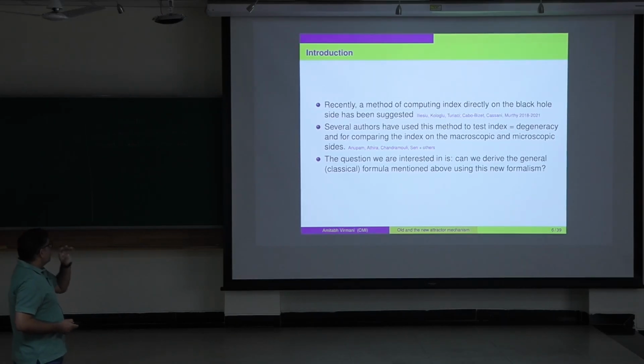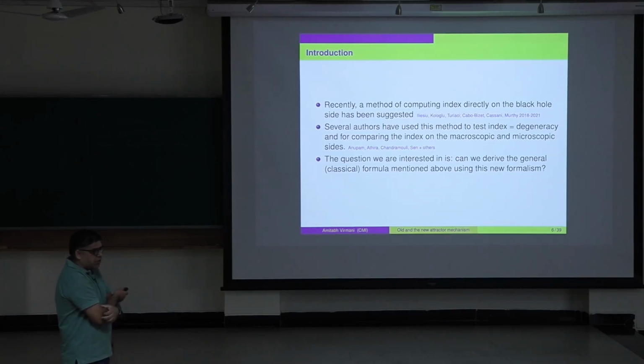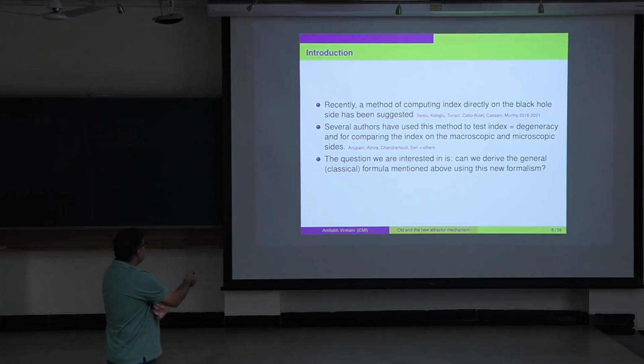Okay, so all these calculations were done in the late 90s. Maybe you can say by 2001 there was a clear understanding of how these things work. Okay, so more recently a method for computing the index directly on the black hole side has been suggested. This is done by these authors.